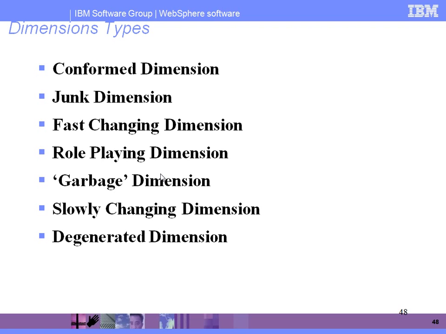Fast changing, role playing, garbage, slowly changing, and degenerate ones also. These are the types of tables available in a warehouse while loading the data into the warehouse using this modeling process. That is simply dimensional data modeling, and inside that, the dimension tables.